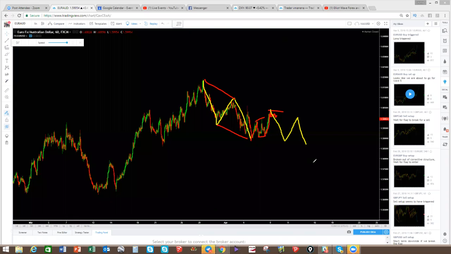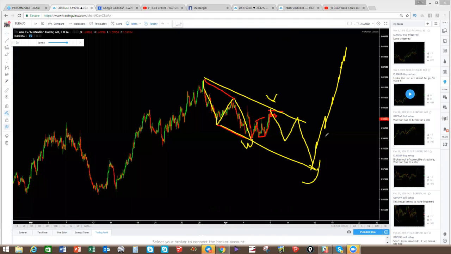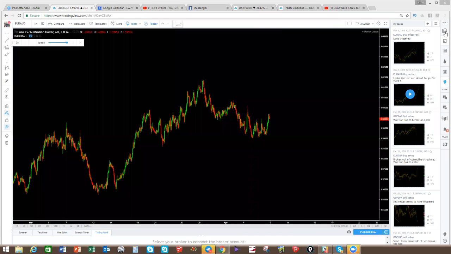1, 2, 3, giving us a WXY. But overall, this is still a corrective structure, and the deeper it is, the better for the move to the upside. Okay? So keep an eye on it like that. All right.